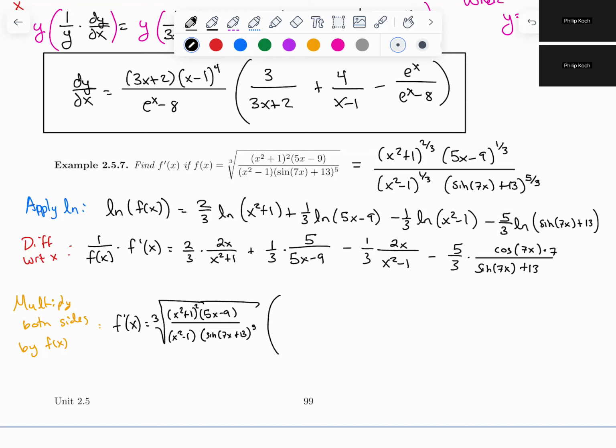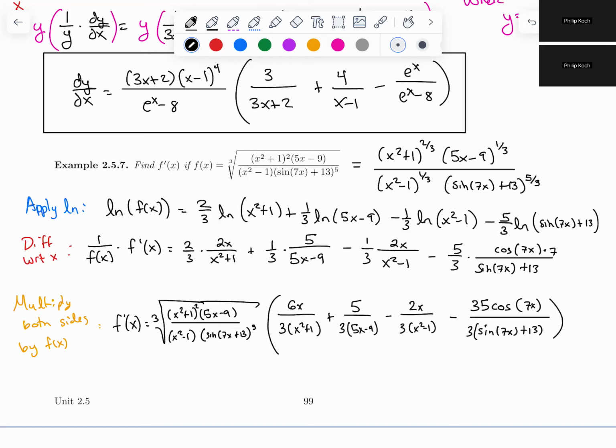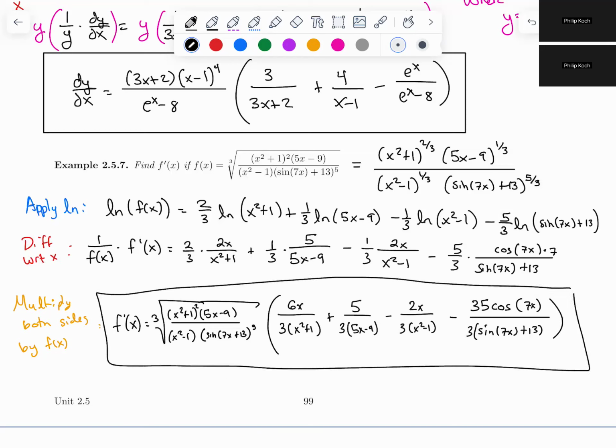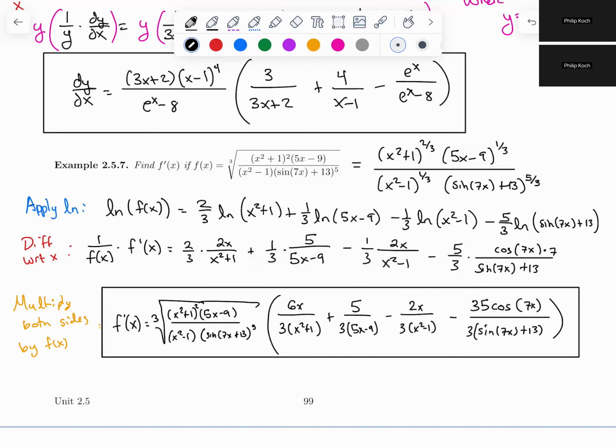Times in parentheses. Let's combine everything. So that's 6x over 3 times x squared plus 1, plus 5 over 3 times 5x minus 9, though you could distribute in the 3's if you wanted to, minus 2x over 3 times x squared minus 1, minus 35 cosine of 7x divided by 3 times sine of 7x plus 13. Yes. Beautiful. And there it is.